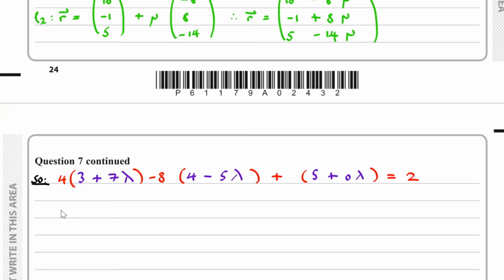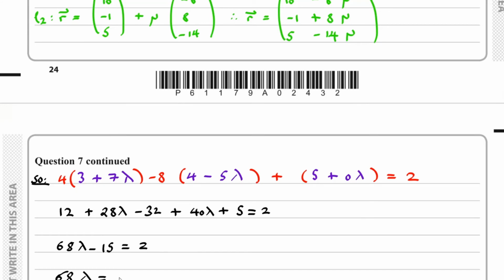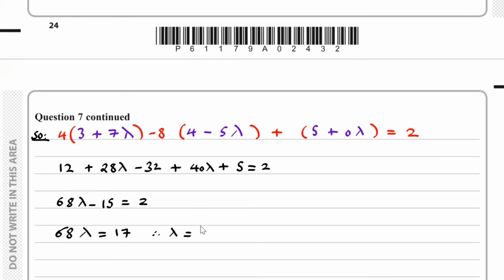is we have 12 plus 28 lambda minus 32 plus 40 lambda plus 5 equals 2. 68 lambda minus 15 equals 2. So 68 lambda is equal to 17, and therefore lambda is equal to 1/4. That's quite straightforward.